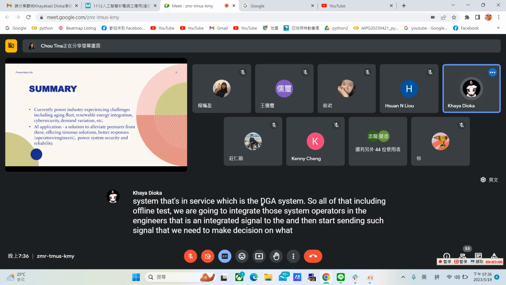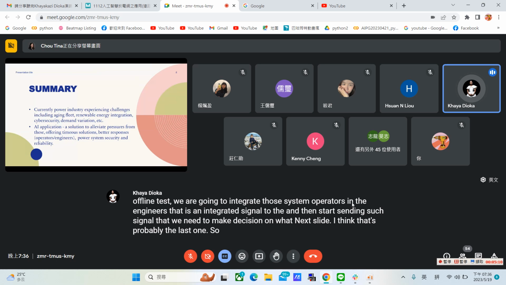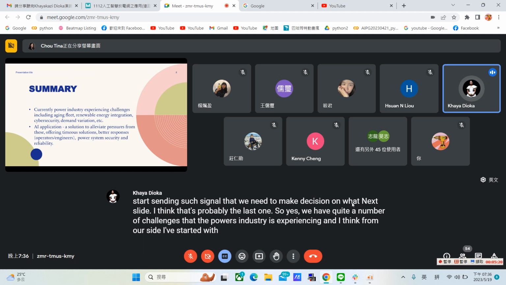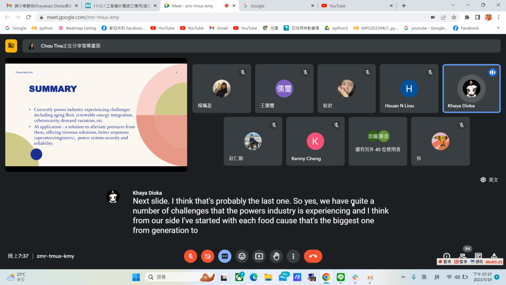The next slide. I think that's probably the last one. So yes, we have quite a number of challenges that the power industry is experiencing. And I think from our side, I've started with aging fleet because that's the biggest one from generation to distribution. We've got more aging fleet effect.